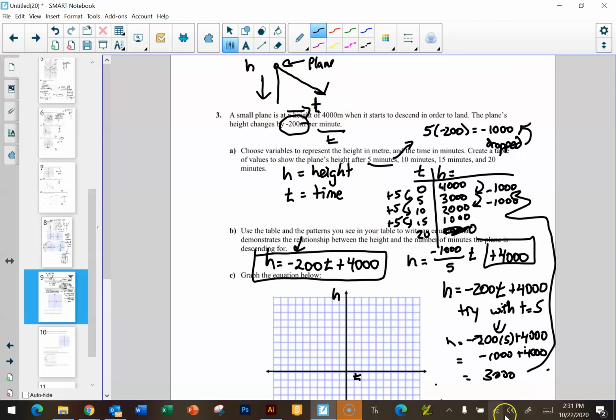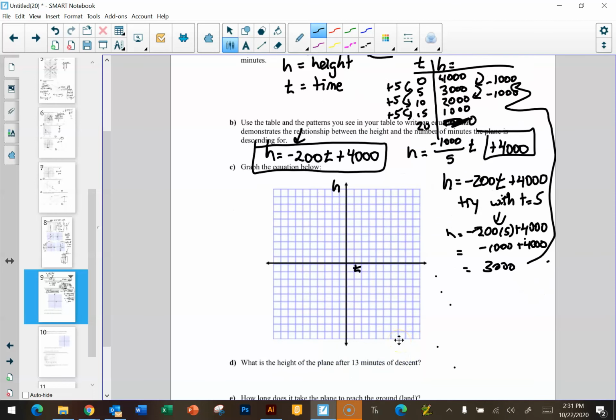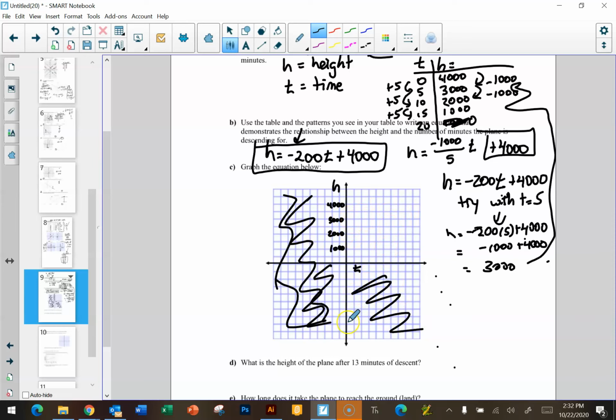The time goes left and right. The height goes up and down. So at 0 time, we know the height is 4,000. So let's just make this 1,000, 2,000, 3,000, 4,000, and that's as high as we need to go. We can ignore anything here because we can't have negative time and we can't have negative height, right? Plane, unless the plane crashes and goes into the ground. So we know our data is only going to be up here.